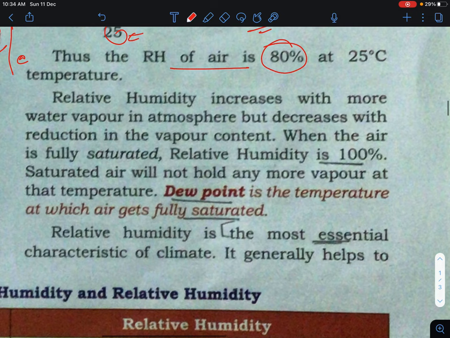Now, relative humidity is going to increase with more water vapor in the atmosphere, but decrease with a reduction in water vapor. Yes, because why?